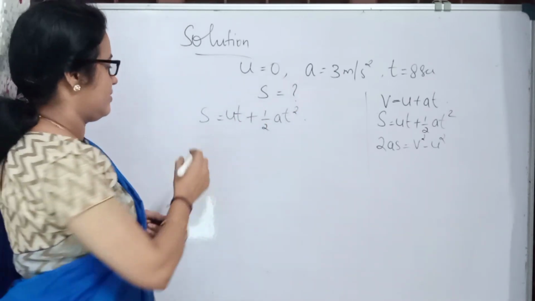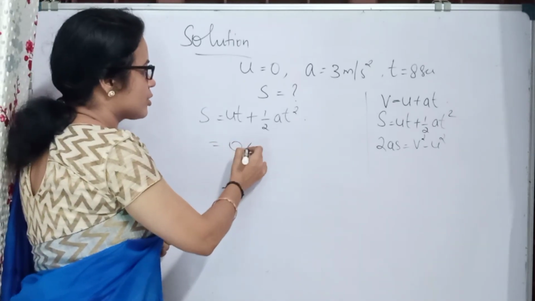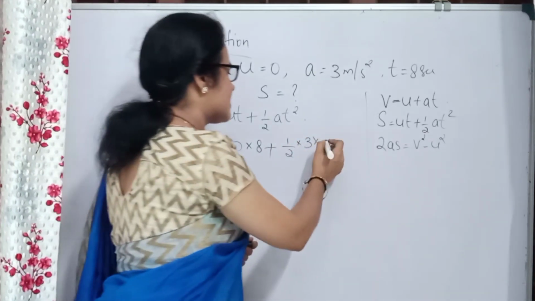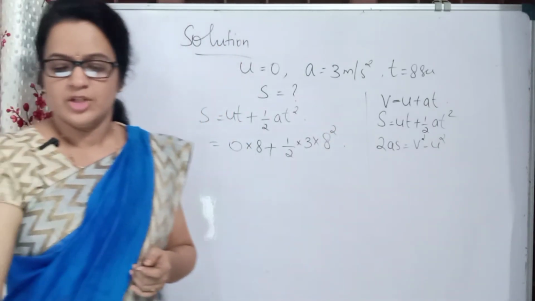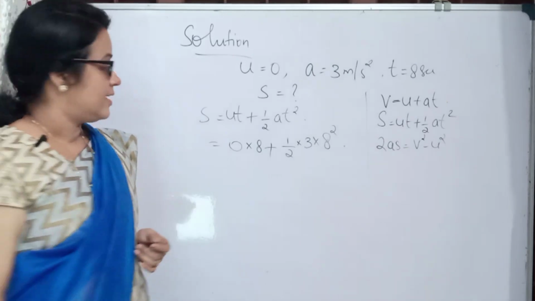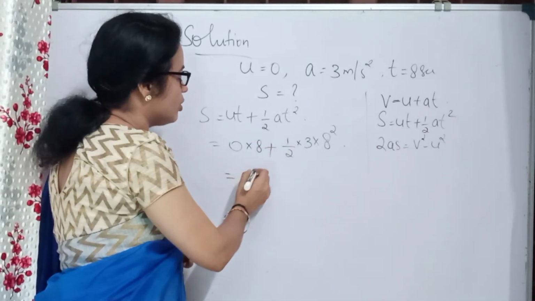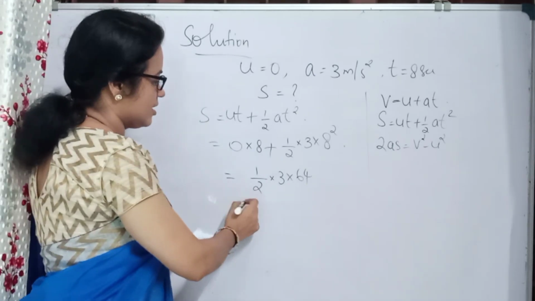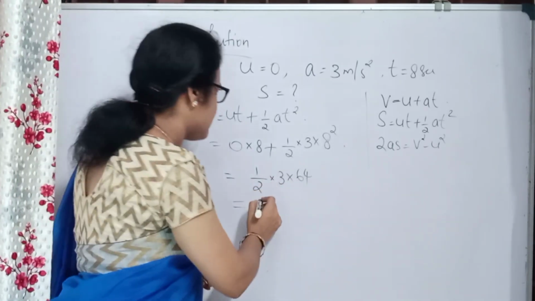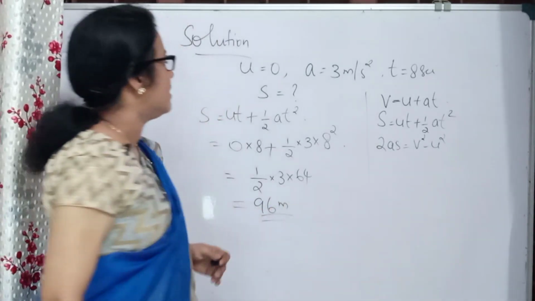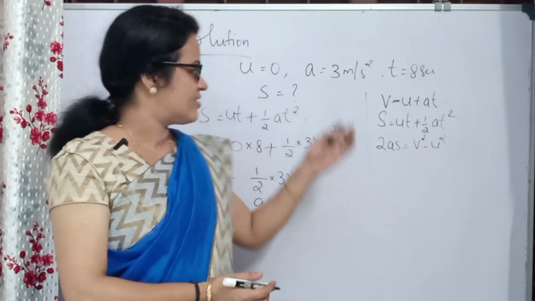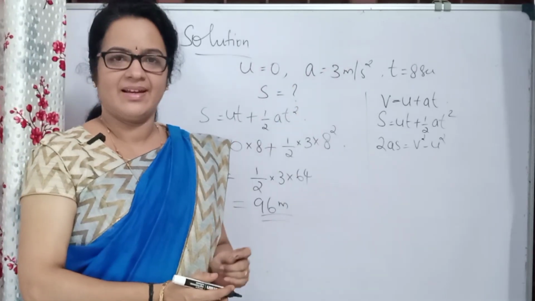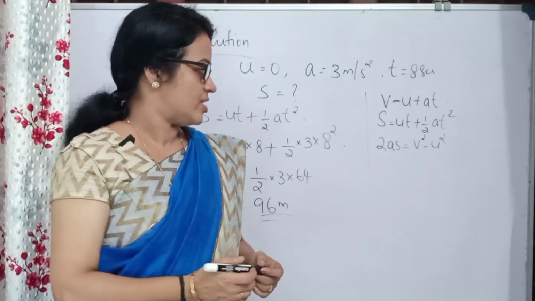Now we can directly substitute. S is equal to U, which is 0, into 8, plus half into A, which is 3, into T square, that is 8 square. Here the first term is 0. So that will be equal to half into 3 into 64, which is 96 meters. That is the distance traveled by the boat. It is very easy to do, right? We just have to directly substitute the values of U, A and T. Clear? Now we can move to the next question.